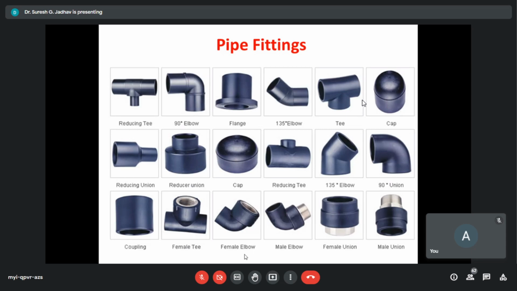Next component, plugs and caps. So here you can see the caps. And plugs, with the help of these components for closing of pipe ends or fittings. With the help of pipe plugs and caps for closing of pipe ends or fittings. There is no extension in pipelines or in pipe runs with the help of plugs and caps.